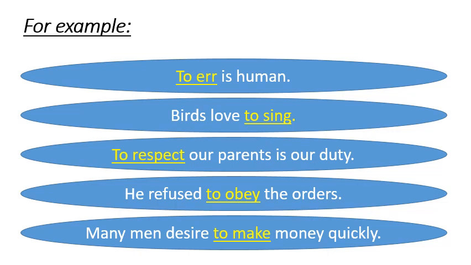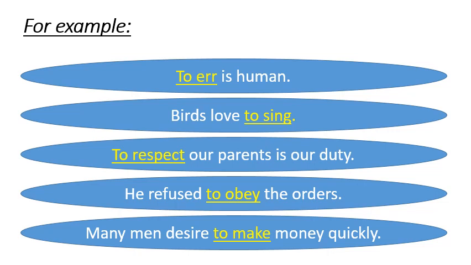But in the first sentence it is the object of the verb is. In the second sentence it is the object of the verb love. Here the to-infinitive is used as a noun. In the third sentence the to-infinitive is used as a noun and it is the subject of the verb is, but like a verb it also takes an object.